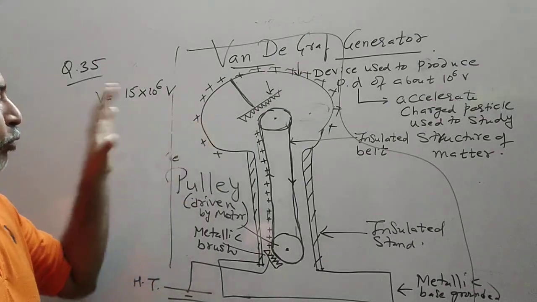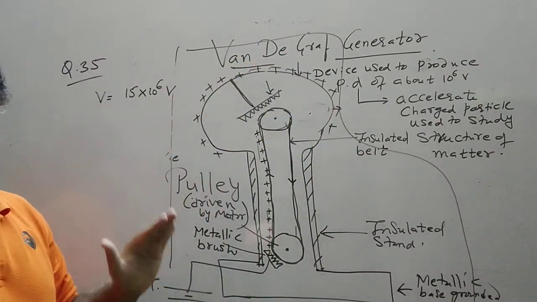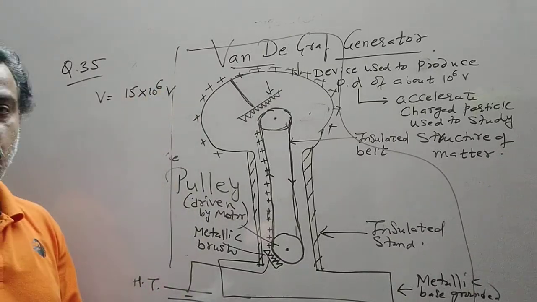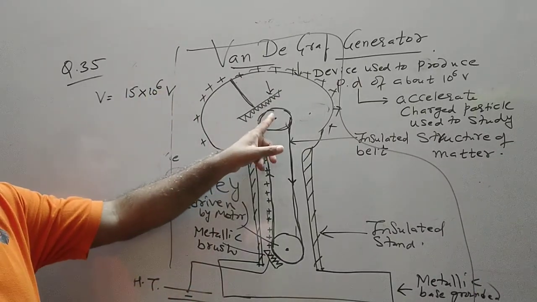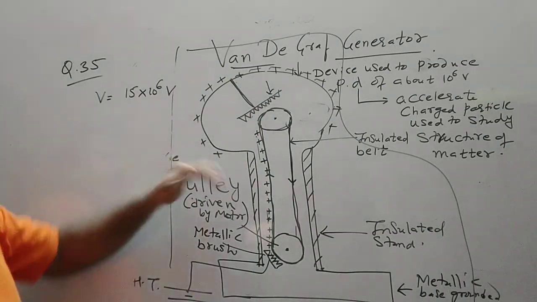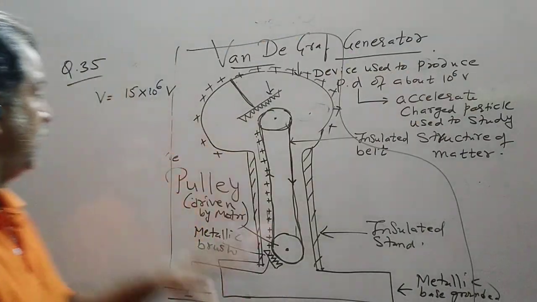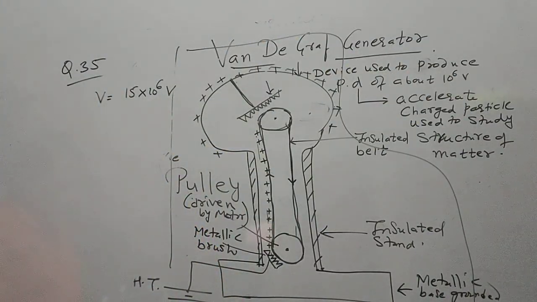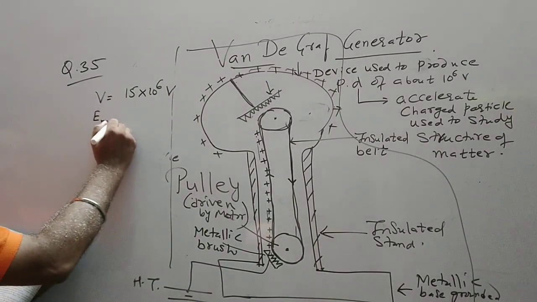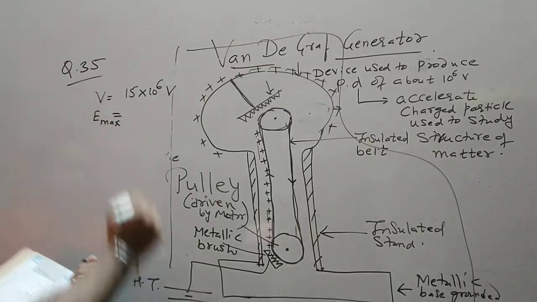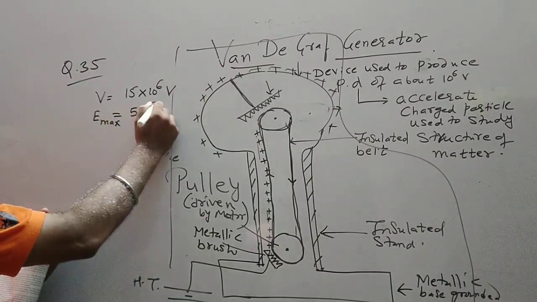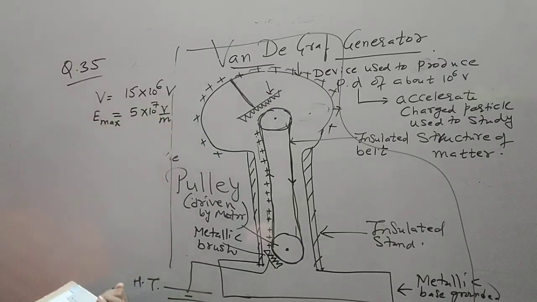This means I want the potential of this outer sphere to be 15 into 10 raised to 6 volt, and we know that the charges have been transferred from the inner sphere to the outer sphere, thereby the potential of the outer sphere rises to a few million volt. So see, this value is given. Now the question is, the dielectric strength of the gas surrounding the electrode is 5 into 10 raised to 7. Dielectric strength means the maximum electric field that the dielectric medium can withstand, that is 5 into 10 raised to 7 volt per meter.